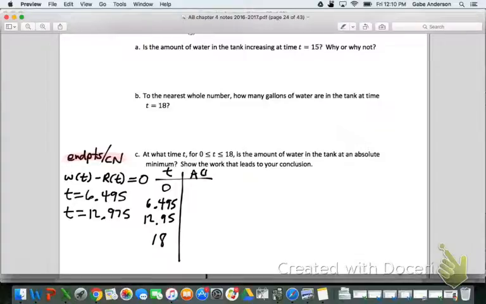Don't you have a choice here? Couldn't you be plugging back things into A prime? And that would be wrong, right? We're not looking for where the rate is biggest or smallest. We're looking for where the amount is at a minimum.